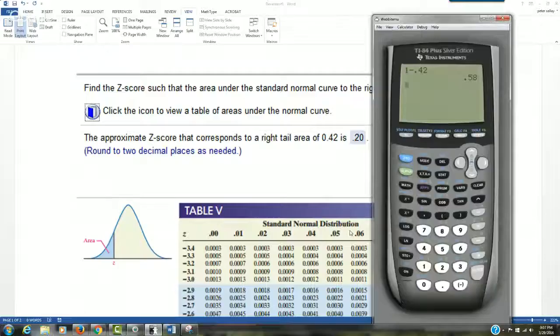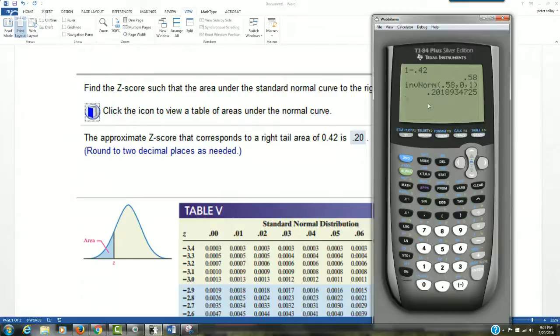Now, your calculator does have what's called an inverse norm feature. So if I go to distributions, which is second, right above vars, so I go second distributions, and then I want inverse norm. Inverse norm says what's the area. So I can type in that 0.58, and it's going to ask for standard deviation and mean. And for z-scores, that's just 0 and 1, so I'm going to keep it like it is. And then I just hit enter, and I can see exactly what the number is.